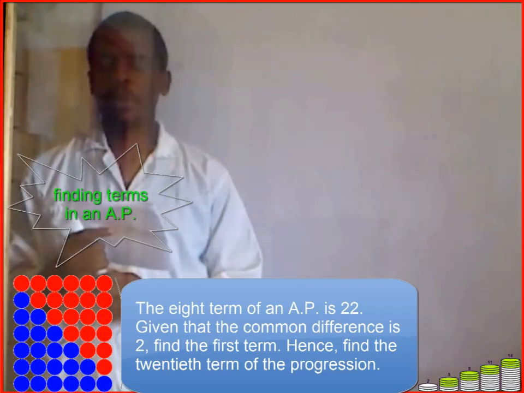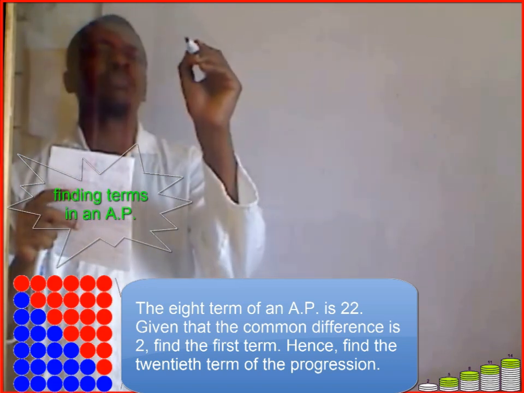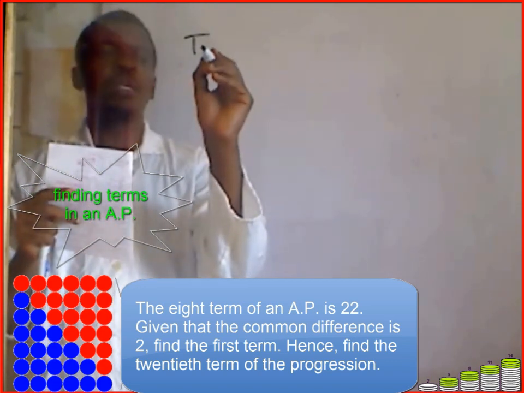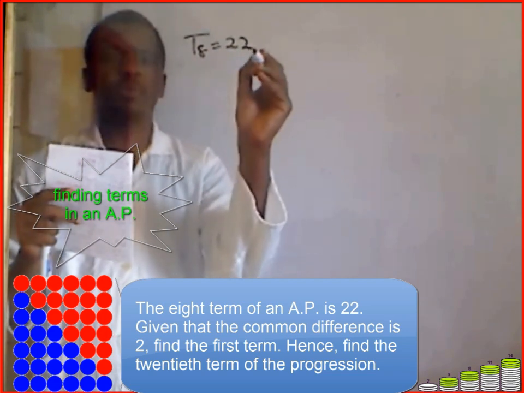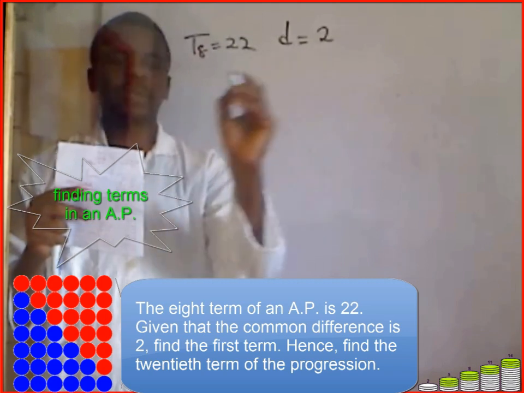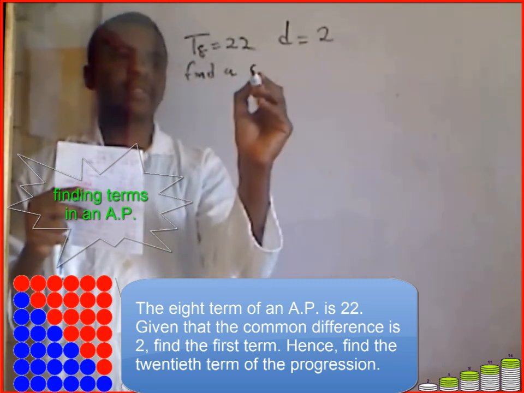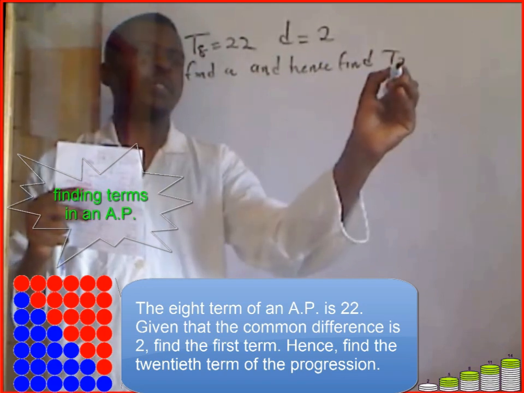Given this problem here, the eighth term is 22, as T8 is equal to 22. Our common difference is 2. We're asked to find A, and hence find T20.